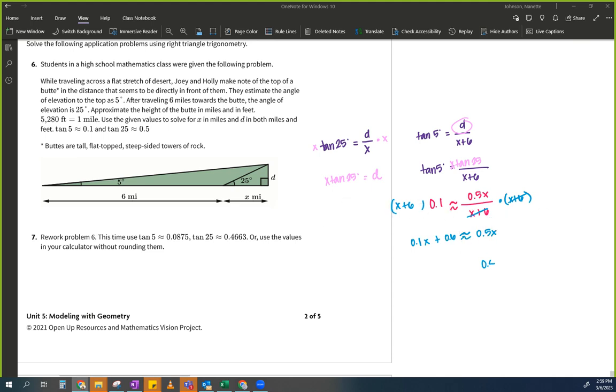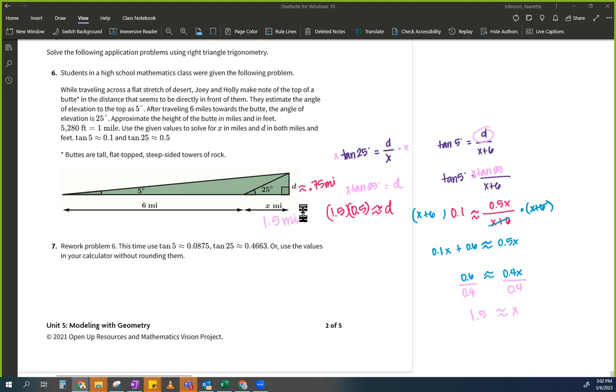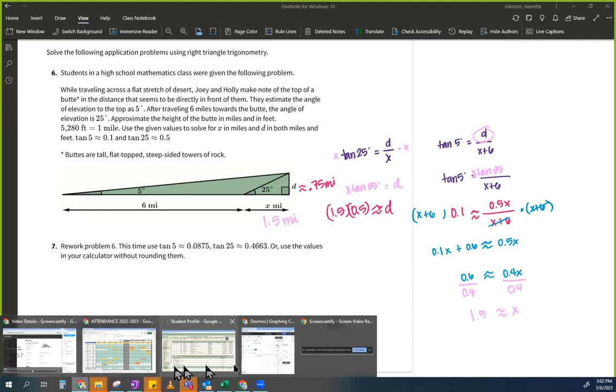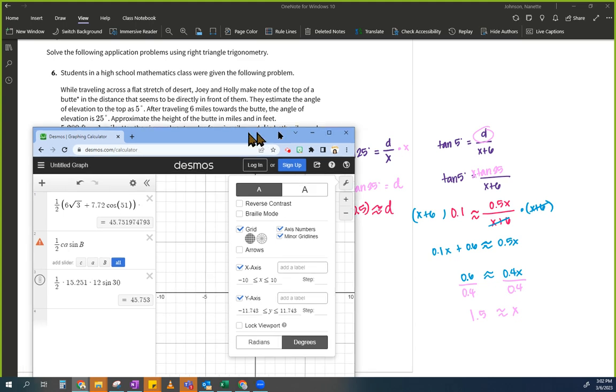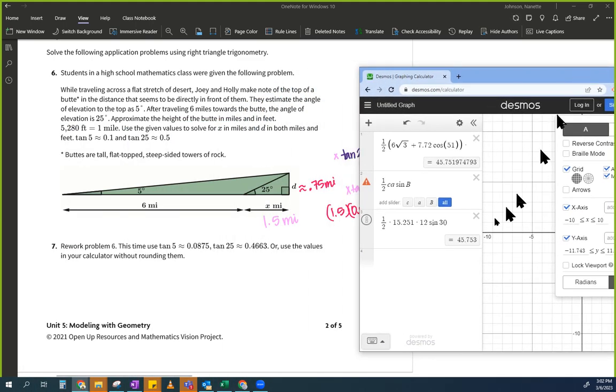Okay, so let me let this catch up. Okay, so here's our answer. The last thing that we would have to do is they want us to write it in feet and miles. So the way I would do this is because I know there's 5,280 feet in a mile, I would just multiply each of these by 5,280. And then there's my answer. So let me show you that.